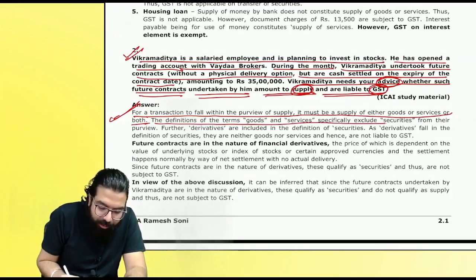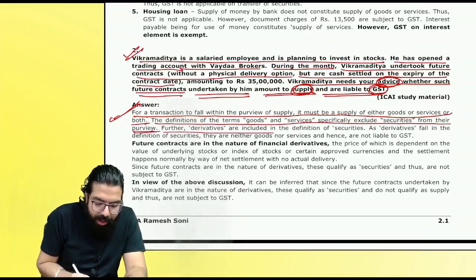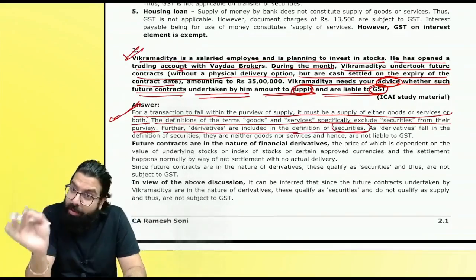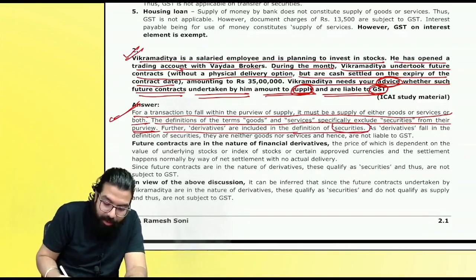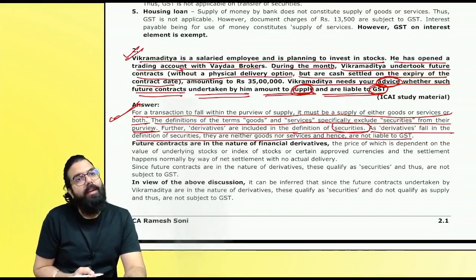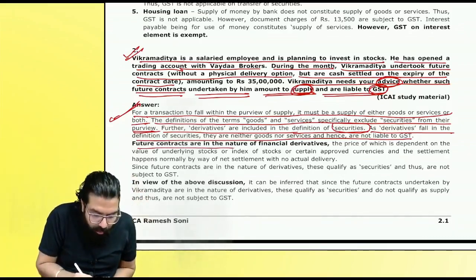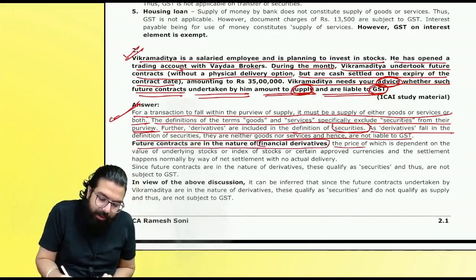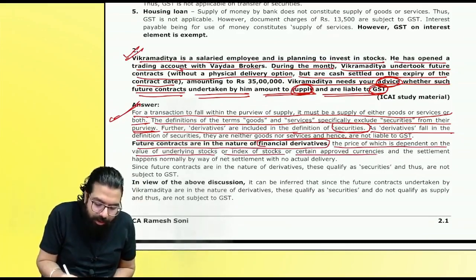The definition of goods and service specifically excludes what? Securities from their purview. Further, derivatives are included in the definition of securities. As derivatives fall in the definition of securities, they are neither goods nor service, hence not liable to GST. Because when you can't reach goods and service, how will you reach supply and how will GST be levied? Future contracts are in the nature of financial derivatives, the price of which is dependent upon the underlying stock or index of stock or certain approved currency.